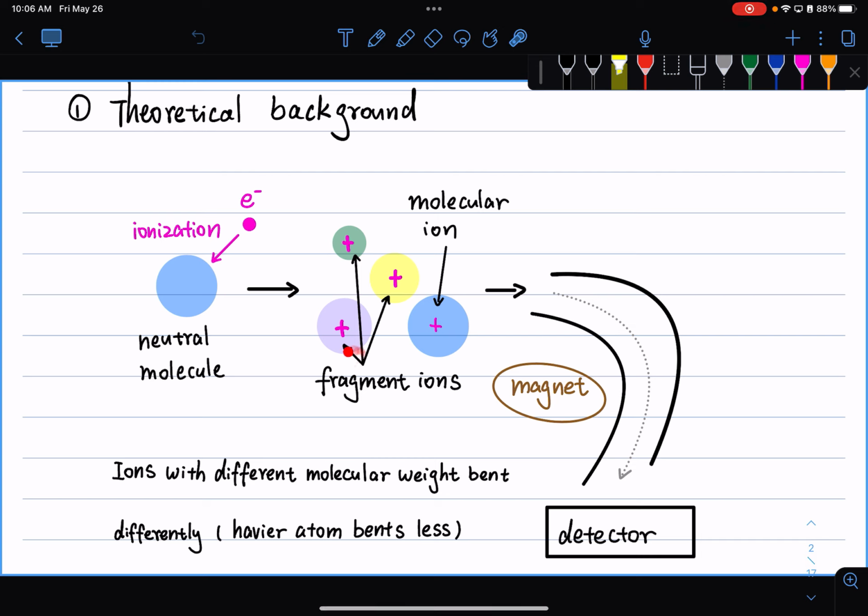All right? So this is the theoretical background. I'm not going to test you on it, but it's nice to know what is happening inside the machine when you're actually using it in lab yourself.